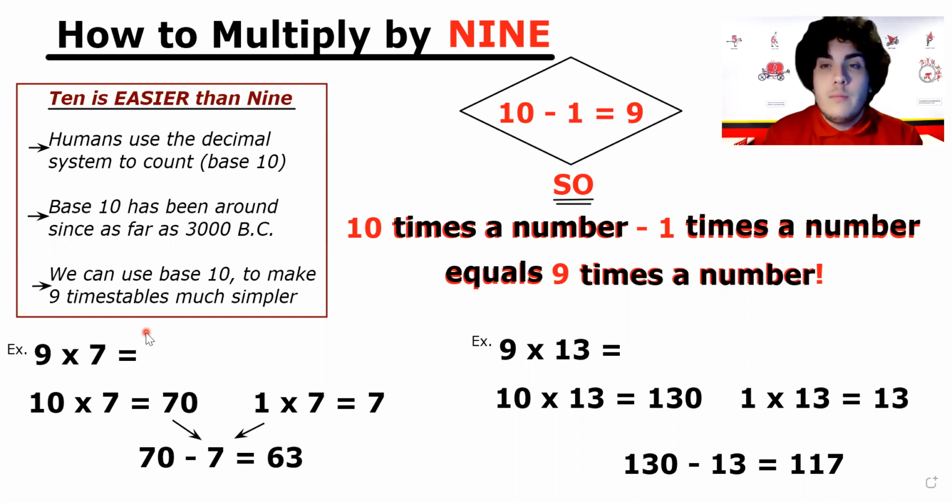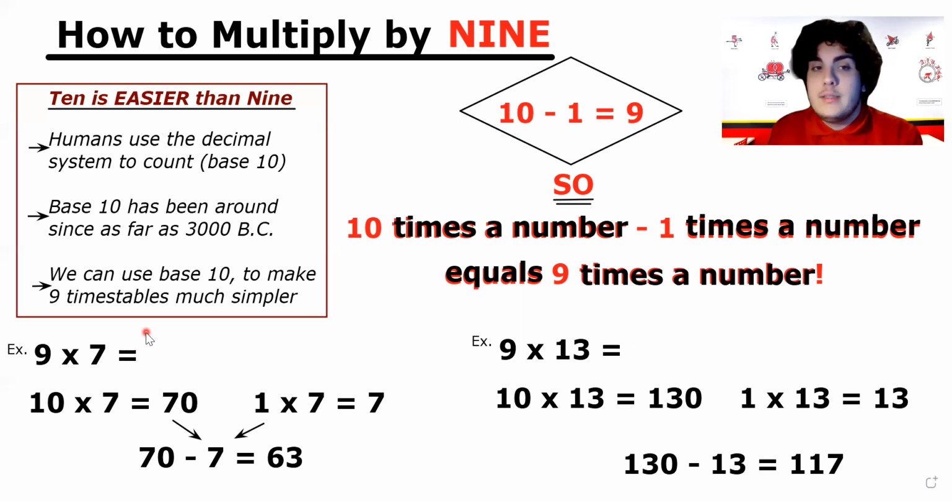And the reason why it is so simple is because you are using base 10. Now 10 is easier than 9. Humans have been using the decimal system, you probably know it as the base 10 system, for so many years. It's been around since at least 3000 BC. And the reason we used base 10 is because we have 10 fingers. So people thought it would be easy to use 10 fingers to keep track of things, and so it became the base 10 system we use today.